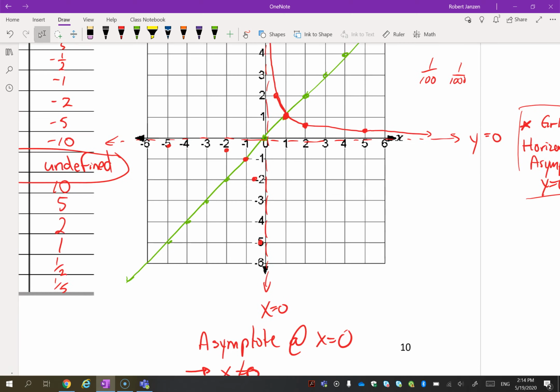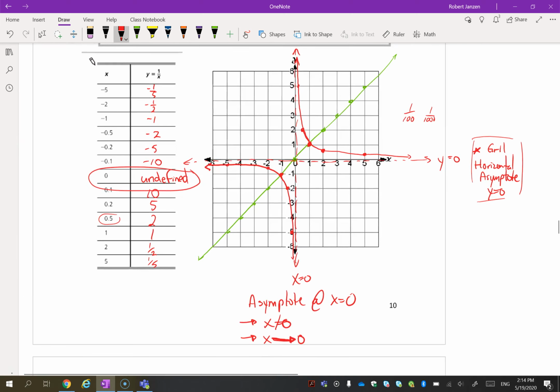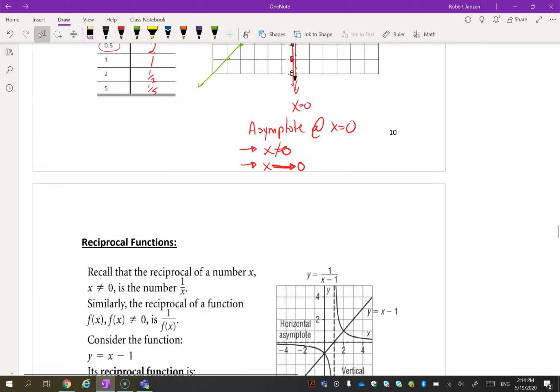Okay, what happens on the other side? Well, again, as x gets smaller, the reciprocal gets bigger. As x gets bigger, the reciprocal gets smaller. Okay, so those are kind of the steps to graphing a reciprocal function.